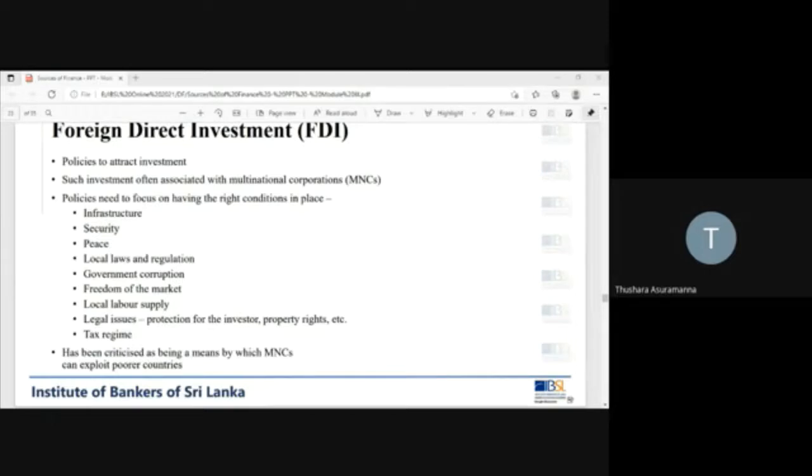Generally, FDI comes from multinational companies, because there should be some kind of stability to start a project. It could be government to government, or sometimes a bigger company involved with a foreign entity, and together they work. What are the policies that they expect? What are the areas that one has to be mindful of, like infrastructure, security, peace, local laws and regulations? There are so many things, because these are very important.